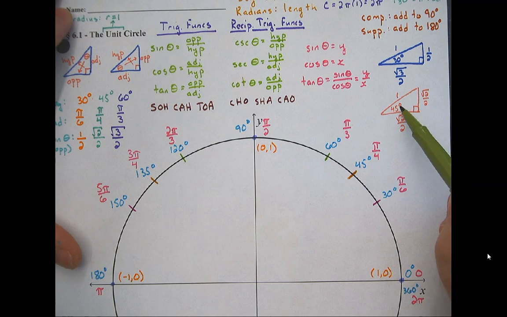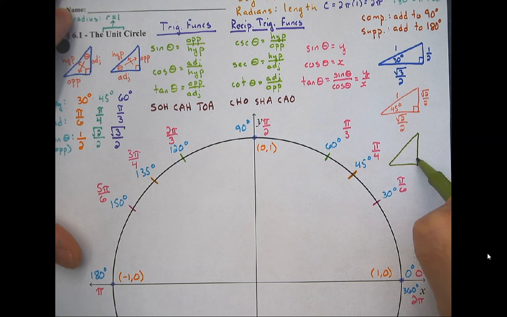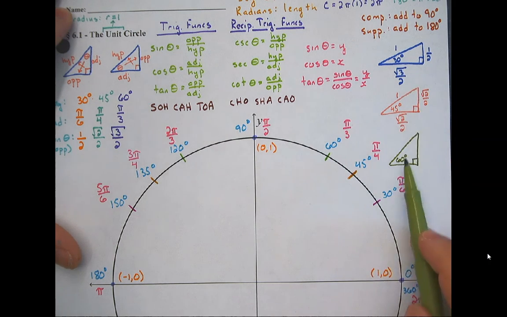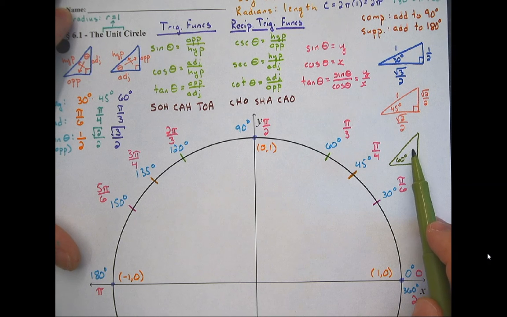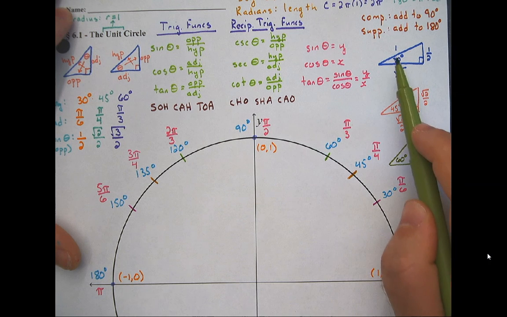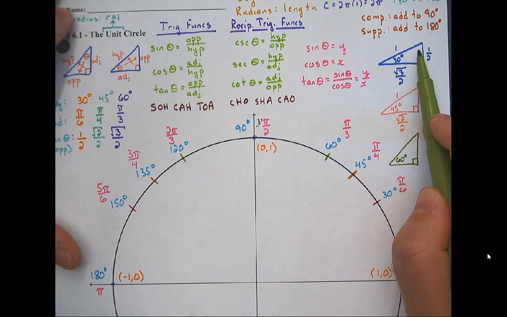This is the 30. This is the 45. Well, this would be the 60. Right angle, reference angle. But like I said, these are really the same triangle. One's just tipped on its side. Because if this is a 60 and that's a 90, this is a 30. If this is a 30 and that's a 90, that's a 60.